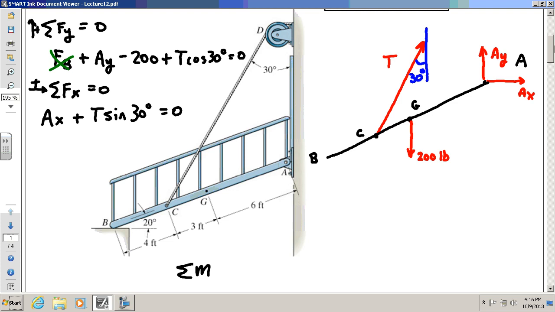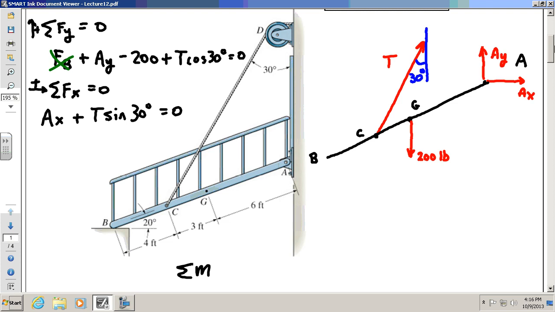If you sum moments about A, Ax and Ay go through A, right? So Ax and Ay do not have moment about A. That's good, because it greatly simplifies the equation. A is where you want to choose here. In fact, there's only one unknown force that has moment about A, and that's the tension T. Tension T does have moment about A. What that means is that if I write the sum of the moments about A, I can do a direct solve and solve for tension T. I'm done.